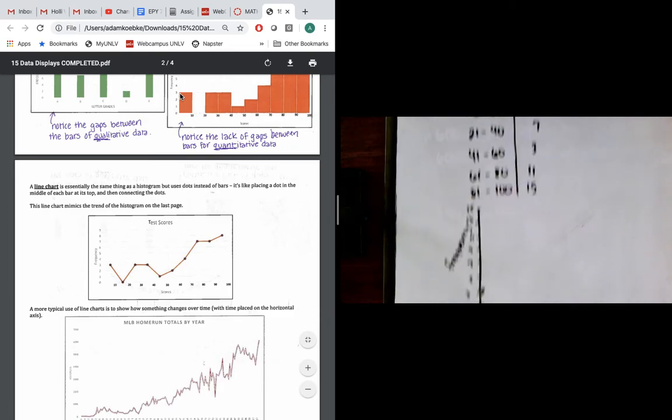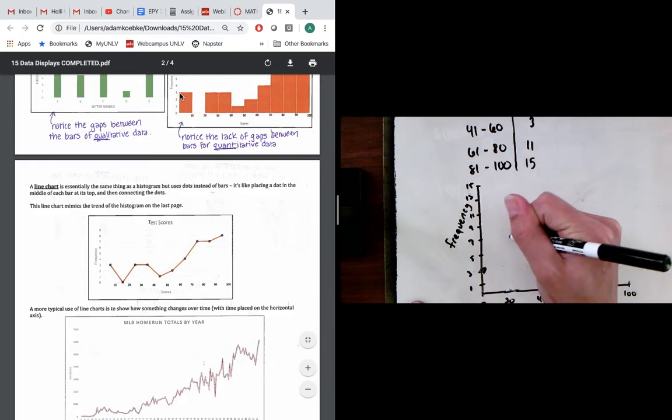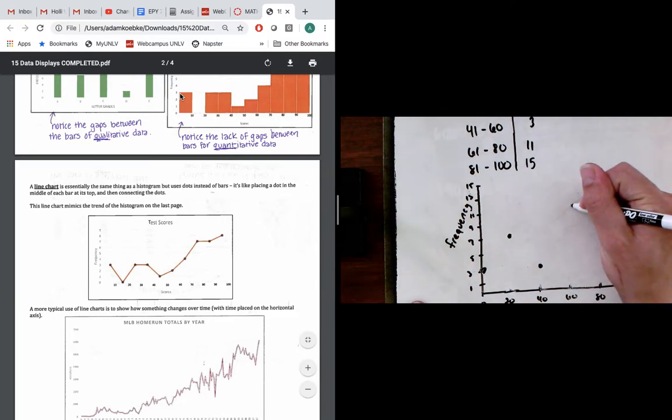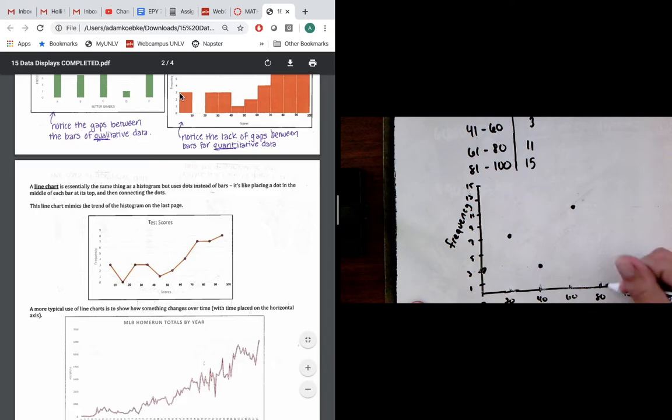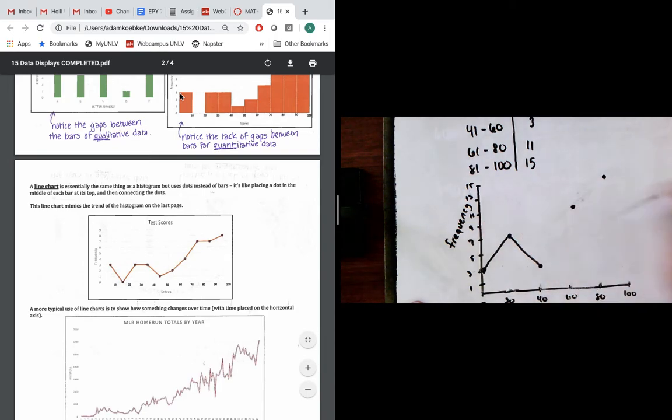At 21, I want a frequency of 7. So here around just about 20, I'm going to go up to 7, make my dot. At 41, I want the frequency of 3. At 61, I want the frequency of 11. And then at 81, I'm going to put the frequency of 15. And notice there's no dot at 100. So we're just looking at the left values of the bar. And we just connect these with a straight line. And so there's the line graph.